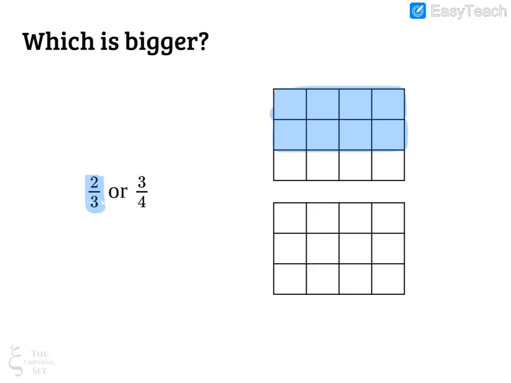Let's choose another colour for my 3/4. This shape is split into 4 columns, so I'm going to need to shade in 3 of those columns. There's one column, that's 1/4, 2/4, and the last one, 3/4. It's not very neat, but that'll do. Now we need to decide which one is bigger. Which one have I shaded in more of?